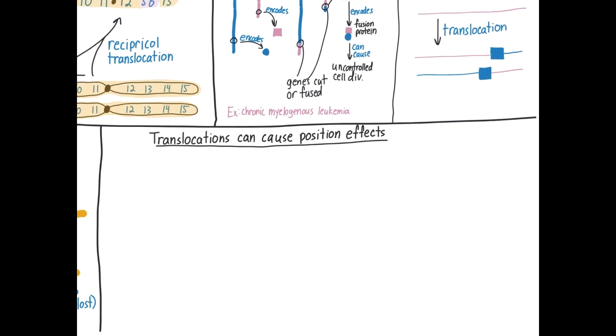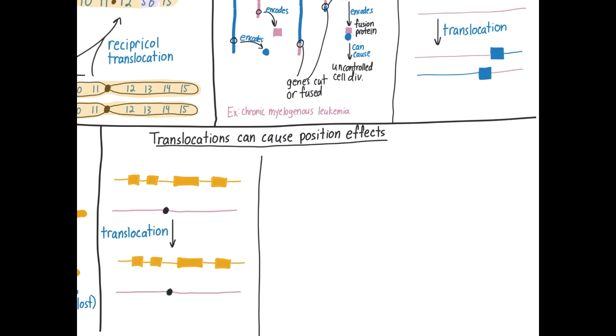Since translocations can move genes, these genes can exhibit position effects. We saw an example on the last page where a gene was moved near a euchromatic region, increasing its expression. Here's another example of a position effect. We see here just parts of two chromosomes. If a translocation moves genes from the yellow chromosome to near the centromere of the pink chromosome, the expression of those genes will likely go down, as centromeres are generally heterochromatic.